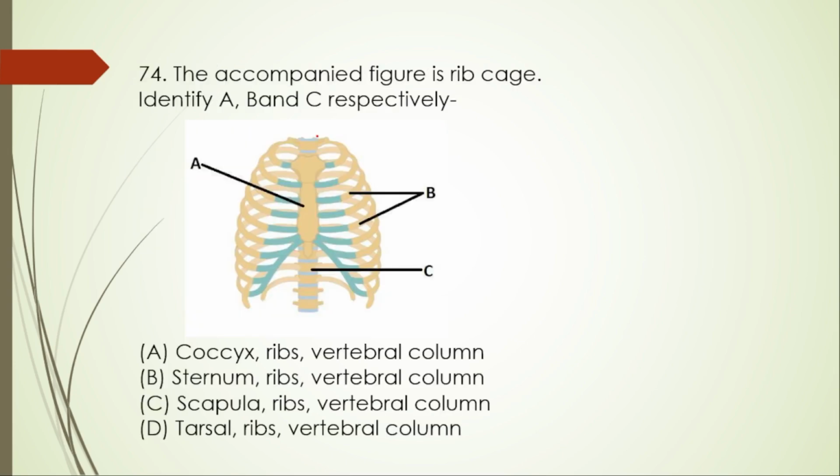Next question, that is question number 74. The accompanied figure is of rib cage. Identify A, B, and then C respectively. What is A, what is B, and then what is C? A is sternum here, isn't it? A is sternum. B is rib, and then C is vertebral column. So the right option is option B.